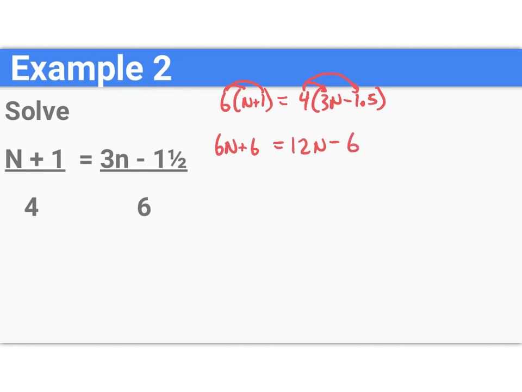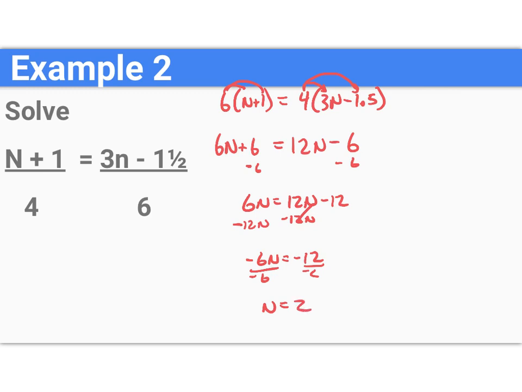Okay, so now we subtract 6 from both sides. We get 6n equals 12n minus 12. Now we subtract 12n from both sides. We get negative 6n equals negative 12. And then we have to divide both sides by negative 6, and n will equal 2.